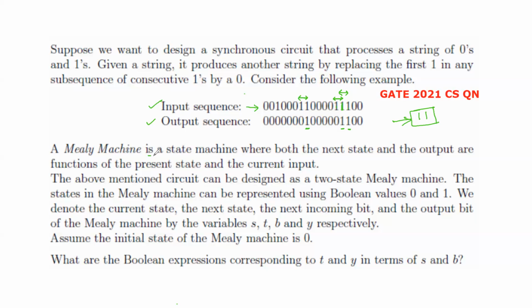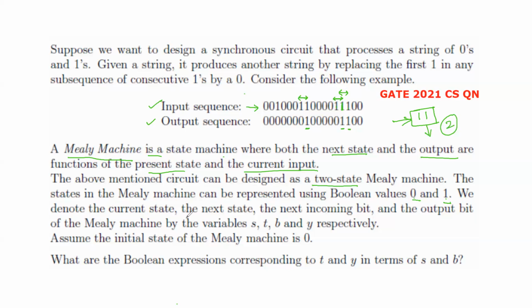Next, a Mealy machine is a state machine. Here, the type of machine we have to use is a Mealy machine, where both the next state and the output are functions of the present state and the current input. The above mentioned circuit can be designed as a two-state Mealy machine. So here we have only two states. The states in the Mealy machine can be represented using Boolean values 0 and 1. Because the number of bits to be detected is 2, we have to consider two states in the state diagram. Those states are 0 and 1.